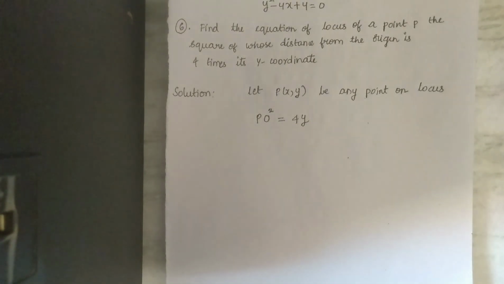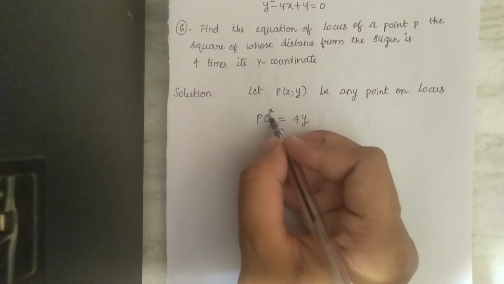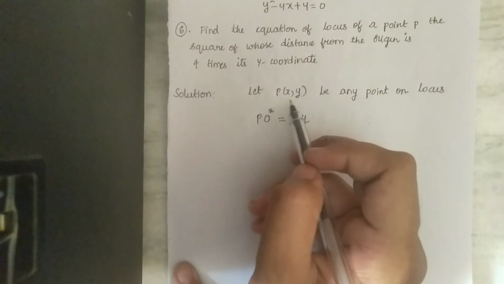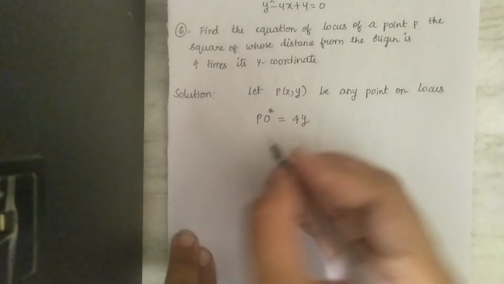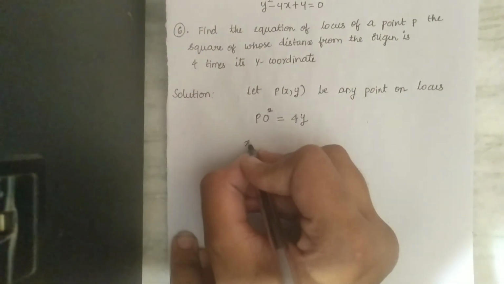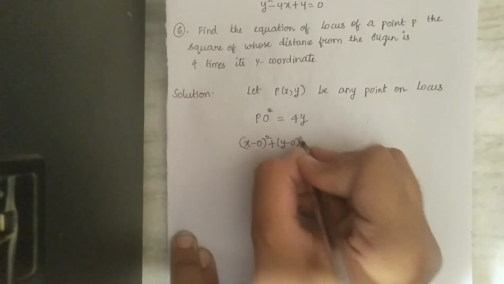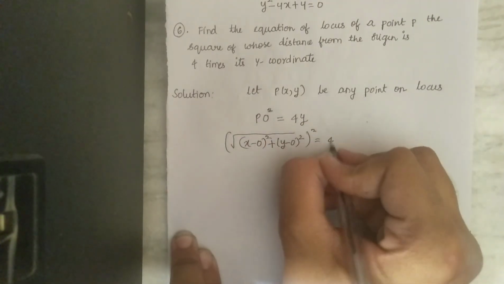This is the sixth sum in the exercise. So find the equation of locus of a point such that the square of whose distance from origin is equal to 4 times its y coordinate, that means 4 into y, because the y coordinate in the point (x, y) is y. So here we have (x minus 0) whole square plus (y minus 0) whole square, which is under root, and whole square is equal to 4y.